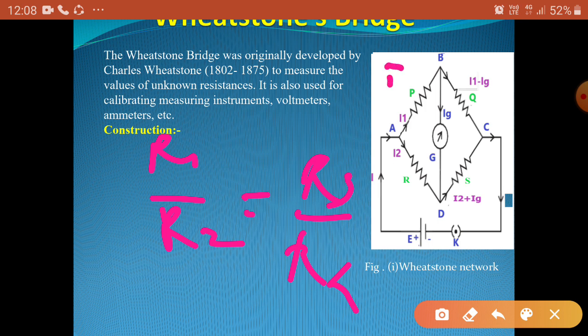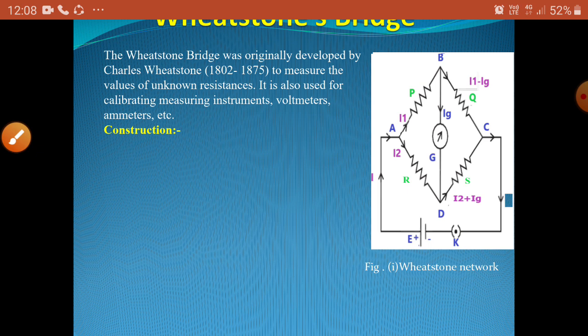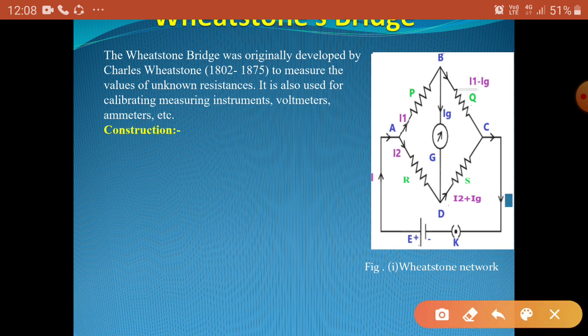Here R1 is in this arm, R2 is here, R3 is in this arm and R4 is in this arm. At that time we can also explain it this way: R1 upon R2 is equal to R3 upon R4. This is the balancing condition for the Wheatstone's bridge. But when is it possible? When the potentials at B and D are the same. At that time the galvanometer has no current passing through it, so it shows zero deflection or null deflection. In a simple way, the galvanometer does not show any deflection.